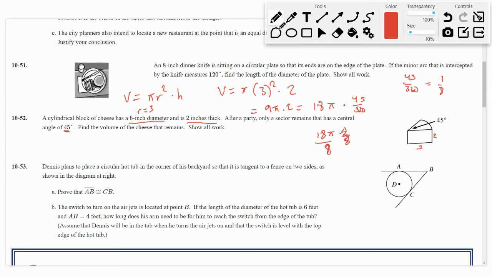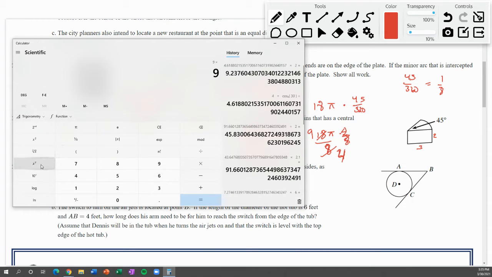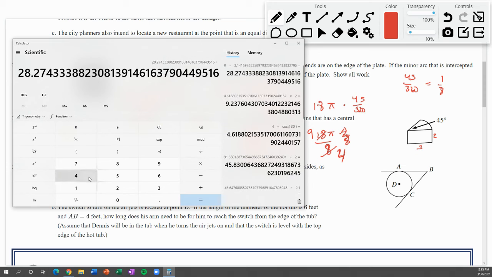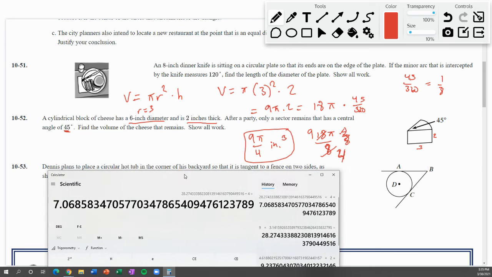Now, while 18 doesn't cleanly divide by 8, they both cleanly divide by 2. And so we can just simplify this by saying this is 4, because 8 divided by 2 is 4. And then 18 divided by 2 is 9. So our answer as an exact answer is 9 pi over 4 inches cubed. If you were to plug this into your calculator, I'll show this here. It'd be 9 times pi divided by 4, and you would get 7.069 if you were to round there.